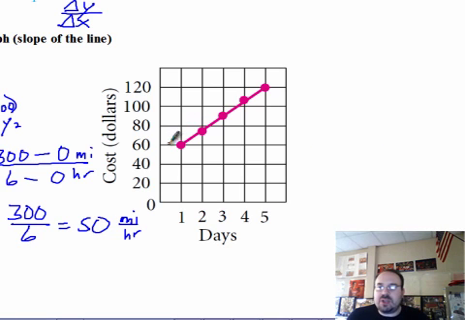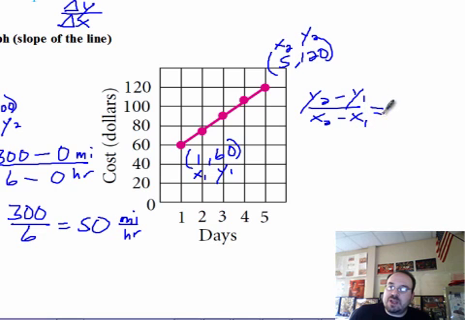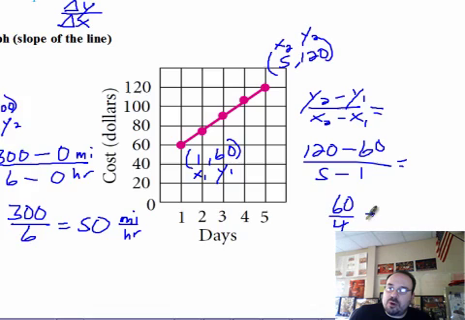Okay, let's do another one here. So I'm going to pick a point. I'll just use this one. It has coordinates 5, 120, and this one has coordinates 1, 60. And I'm going to label them x1, y1, x2, y2, and it's going to be y2 minus y1 over x2 minus x1. So that's going to be 120 minus 60 over, and then x2 was 5 minus 1. And that gives me 60 divided by 4.